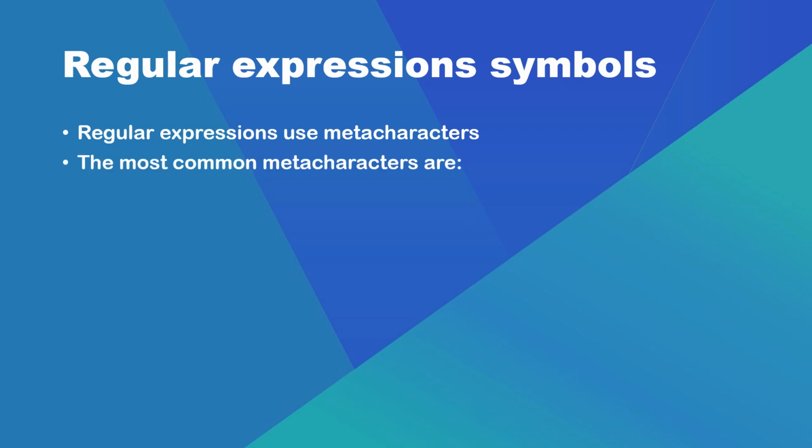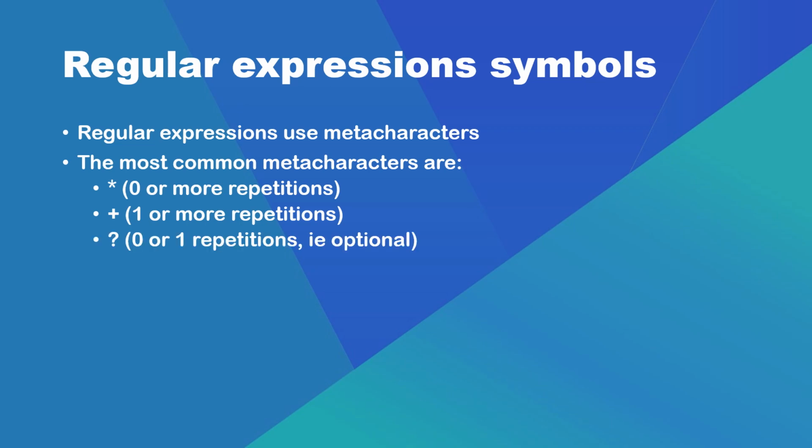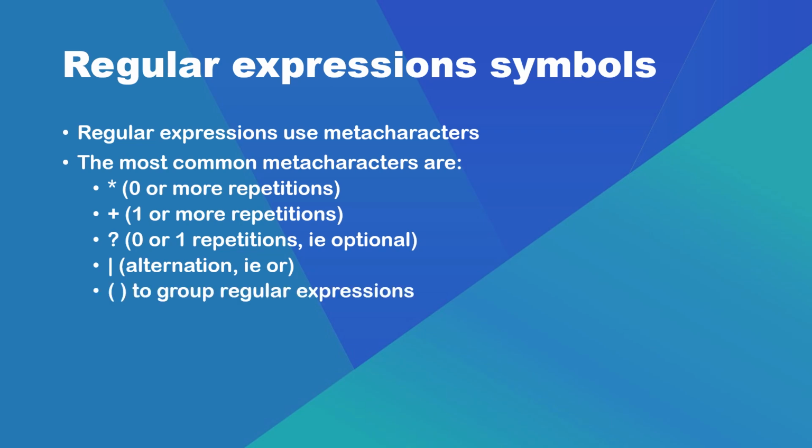The most common meta characters, and the ones you need to know, are: star for 0 or more repetitions of the previous item; plus for 1 or more repetitions of the previous item; question mark for 0 or 1 repetitions, meaning this is how you make something optional; a pipe, which is a straight line, which means an alternative, so we will give two alternatives inside some brackets with a pipe between them; and brackets to group things together. Any other regular expression symbols you see in an exam would be explained during the use of the question.